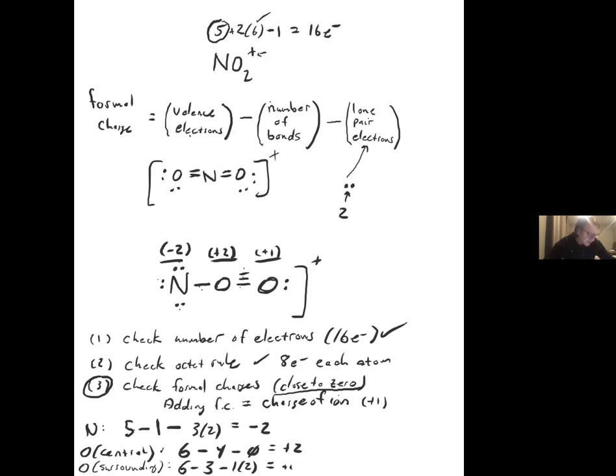Is that reasonable? 2, 4, 6, 8, 10, 12. So I got 16 electrons. Each one has 8 electrons, right? The nitrogen has 8 because it has 4 bonds. The oxygens each have 8 because they have 2 bonds and 2 lone pairs.